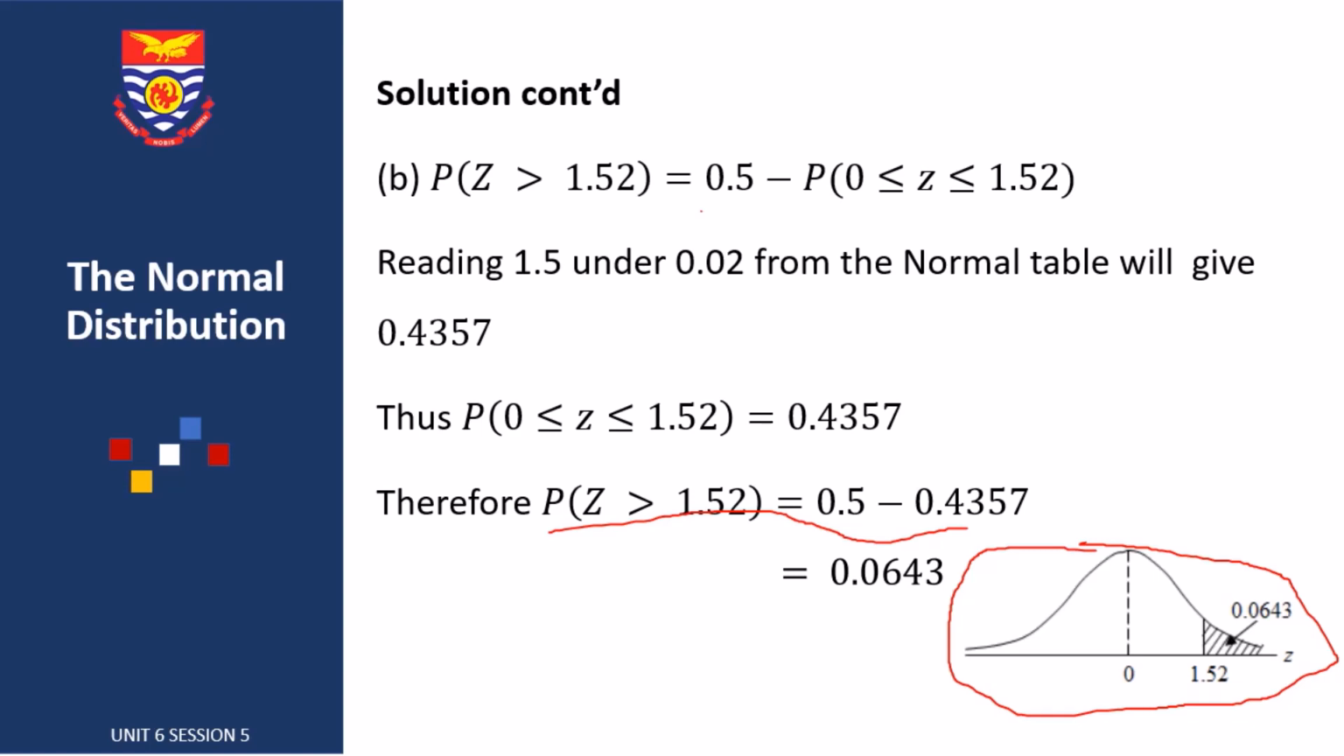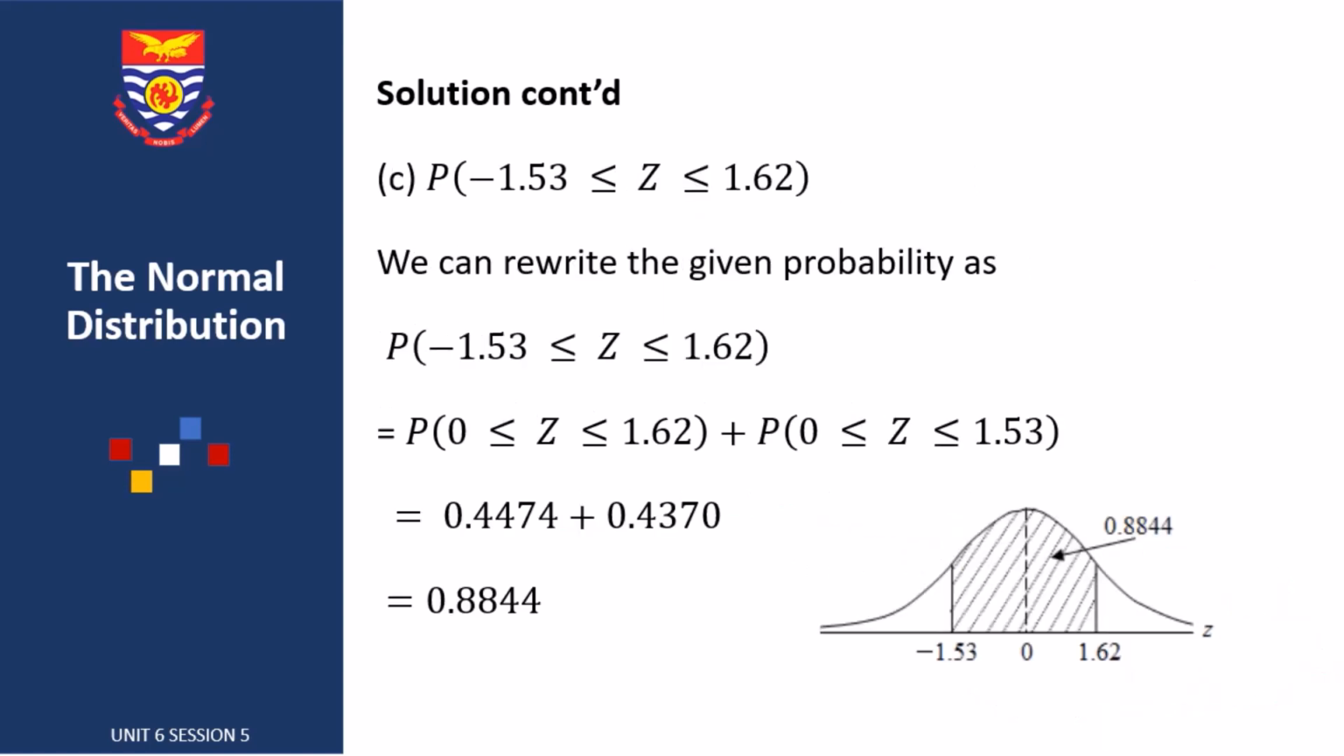Okay, let's continue with the C part. It is asking us to find the probability of Z between the interval minus 1.53 and 1.62. So this is a range, as you can see from the graph. What it means is that the values extend from minus 1.53 to this. So it means that from 0 to minus 1.53 and then from 0 to 1.62 are going to be added together.